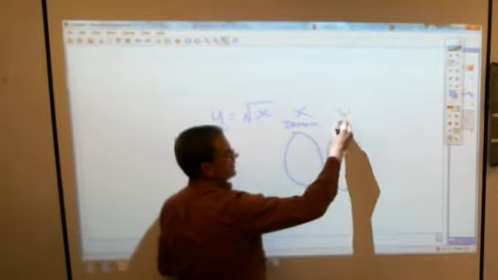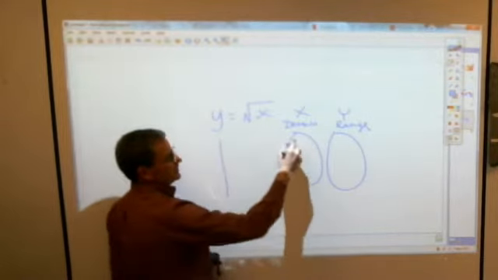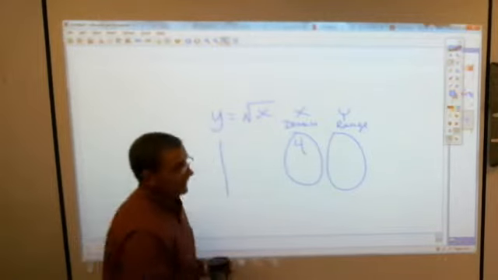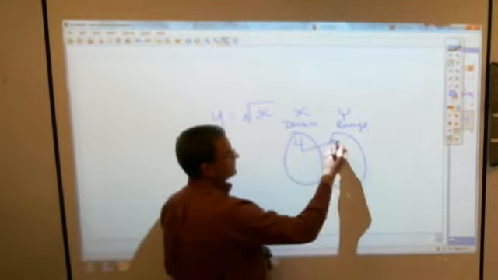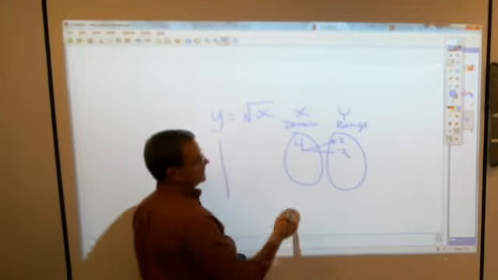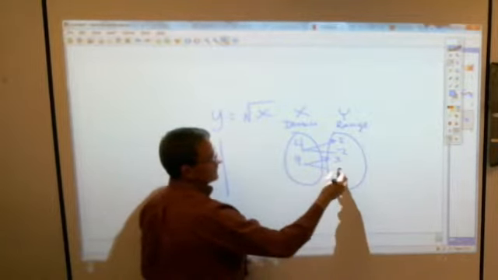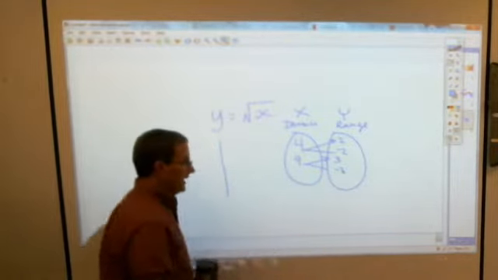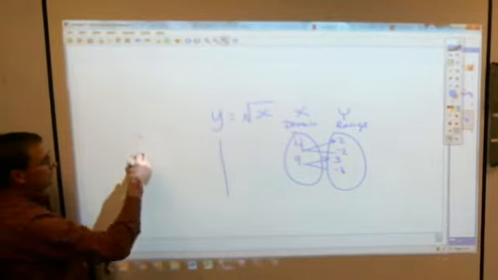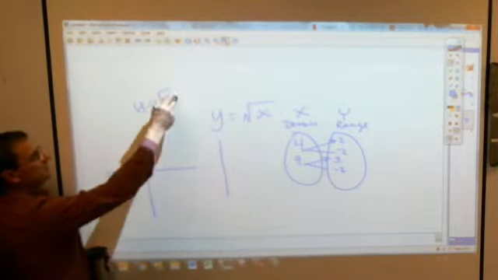This is your y, which is also your range. What happens here if x is 4? What is the square root of 4 technically? 2. And? Negative 2. Right. 2 and negative 2. If you had 9, you would get 3 and negative 3. Which you should say, hey, what would the graph of that look like? That was 2 and negative 2.